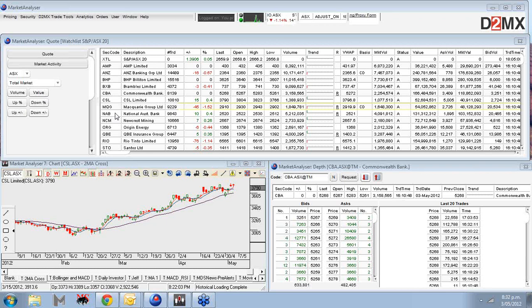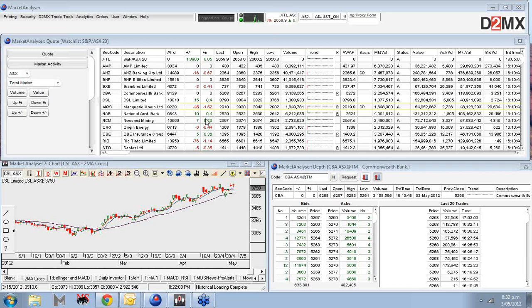So we're going to take a look at some of the intraday trading tools that are available in the new Market Analyser 7. It's the focus of tonight's presentation. The first one is the watch list that you've got right in front of you here, and it's the heart of the new Market Analyser 7 platform.